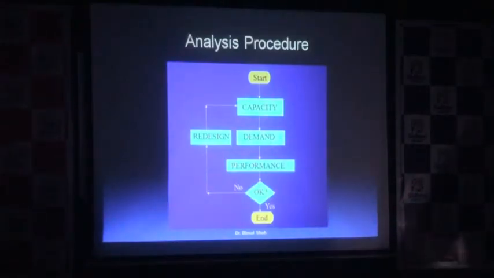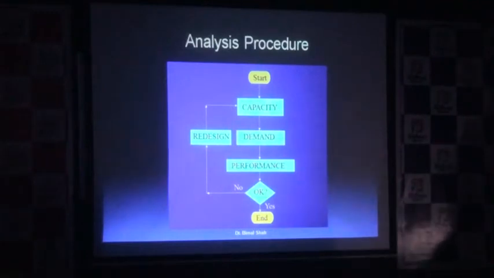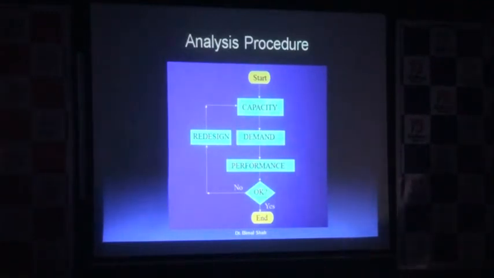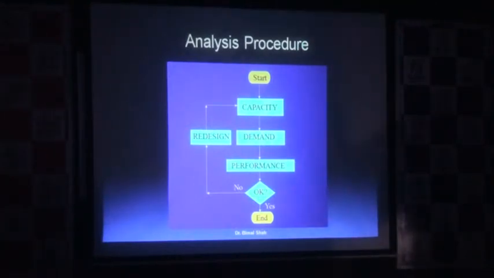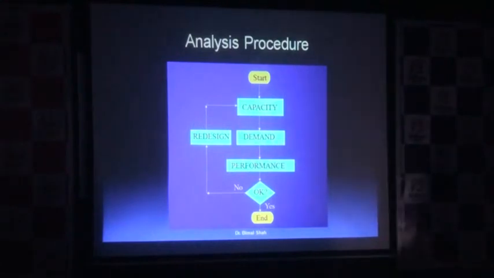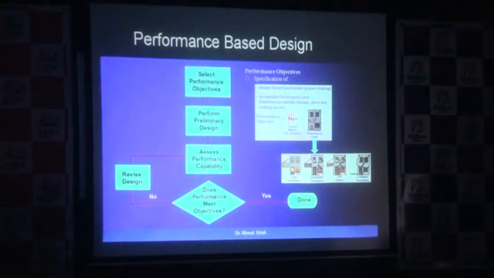So the analysis procedure is that you first build up the capacity curve, and then you superimpose onto that the demand curve, and then you find out the performance. That means we are going to create some plastic hinges, and we will be seeing the state of those hinges. This is what we call performance based design.